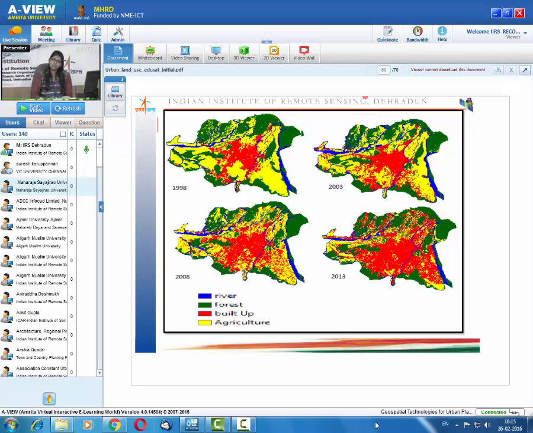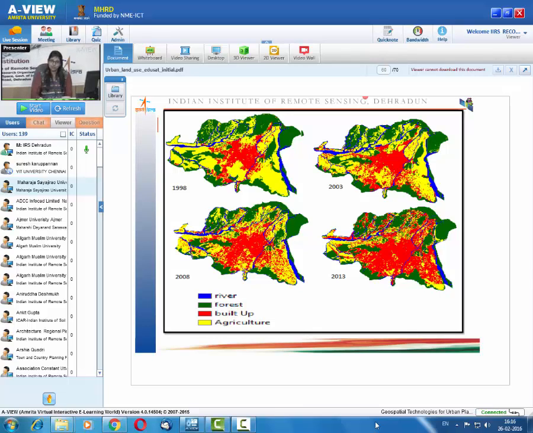So we were concerned to understand how much the built up has grown from 1998 till date in Dehradun city, within the master plan area of the city. This is the kind of analysis. Because I had knowledge of the Dehradun area, I had chosen pixel based supervised classification, and then I came to the conclusion that the city has tremendously grown from 1998 to 2013.